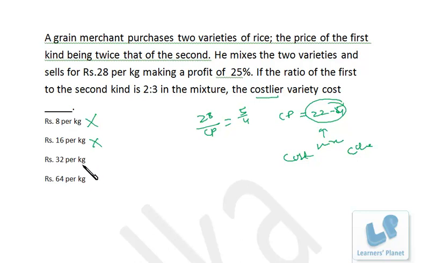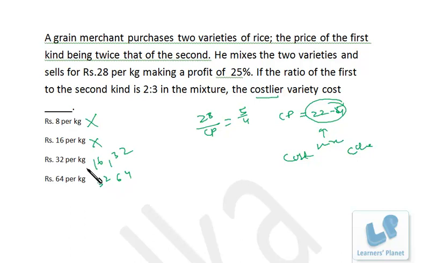See, if it is 32, then the cheaper variety must be 16, right? So 22.4 lies between 16 and 32. It's not necessary to be exactly in between because the ratio is different over here, but it is lying between 16 and 32. So that's the correct choice. See 64 also. If 64 is the costlier variety, then the cheaper variety must be 32. Now 22.4 is actually below the cheaper variety. So even this cannot be the correct option, right?